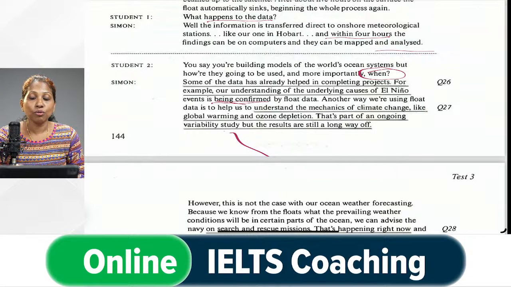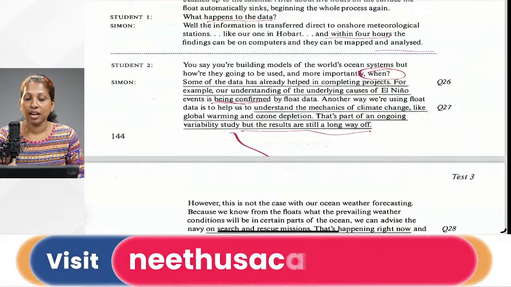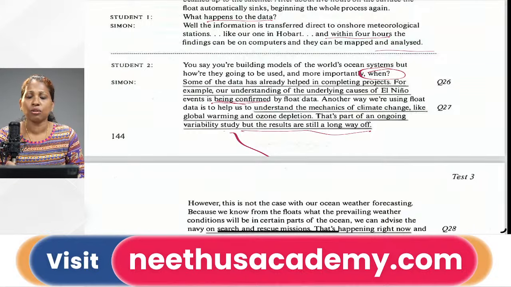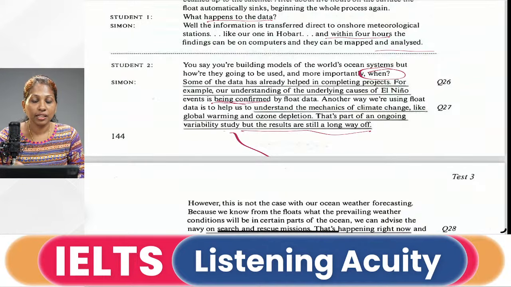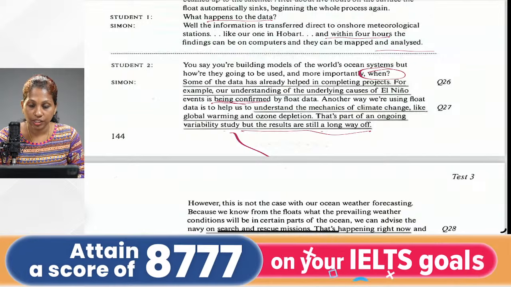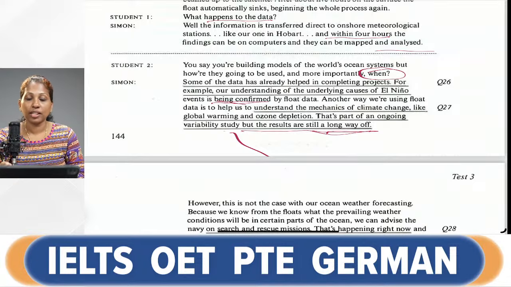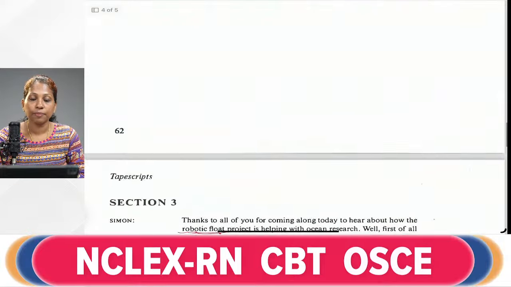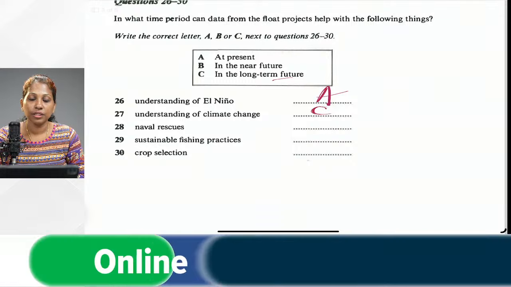That's part of an ongoing variability study, but the results are still a long way off. So they are actually understanding the mechanics of climate change, like global warming and ozone layer depletion and all. However, that's part of an ongoing variability study. So they are actually studying it, and when the results will come, they are going to be a long way off. That means it is not going to be in the near future, it's going to take a long time. So that's why your option C correctly matches here. That is in the long term future. So the answer for 27 will be C.